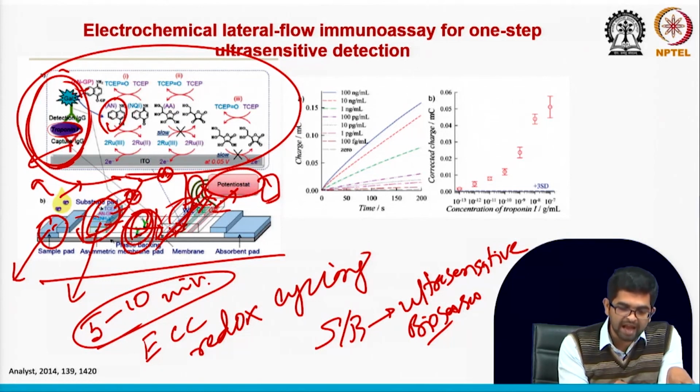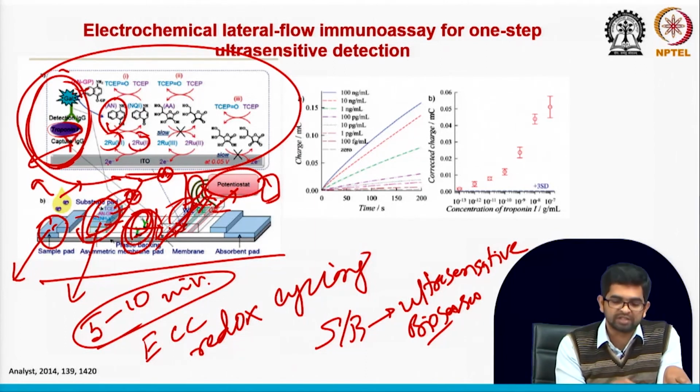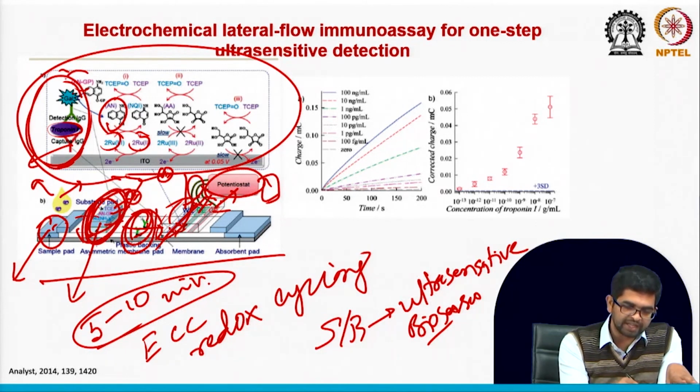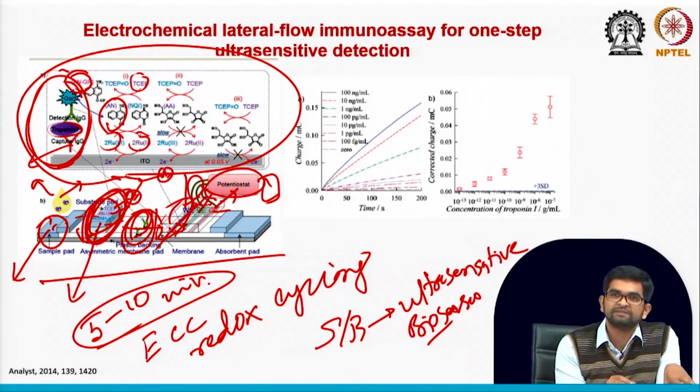That will again react with the ruthenium 3 and produce ruthenium 2, and this ruthenium 2 will be electrochemically oxidized on the sensor surface. This chemistry I already taught you; I am just showing it one more time. In this reagent pad you have to use ruthenium 3, you have to use ANGP, this substrate, and you have to use TSAP.